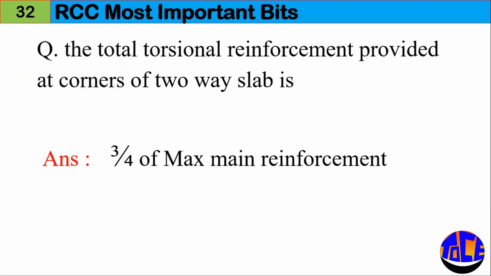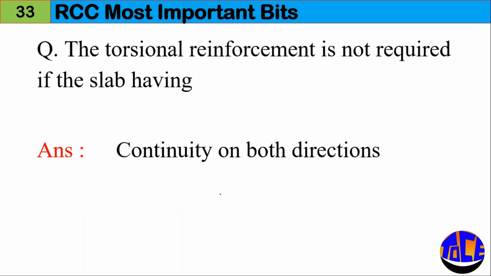The total torsional reinforcement provided at corners of a two-way slab is 3/4 of the maximum main reinforcement. So the area of torsional reinforcement will be 3/4 of the maximum steel. Question number 33. The torsional reinforcement is not required if the slab has continuity in both directions.